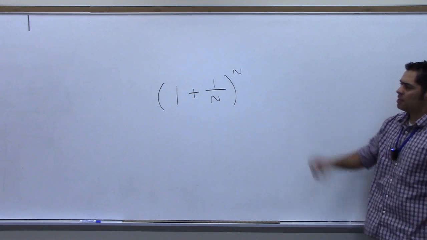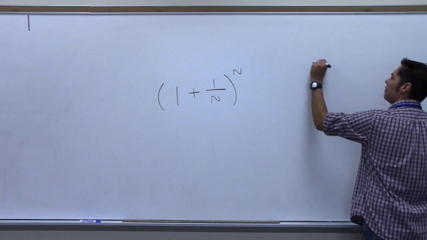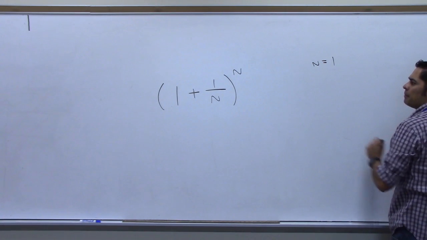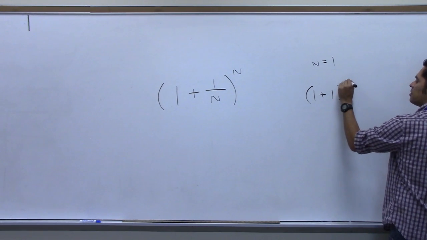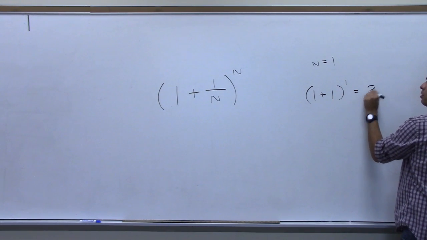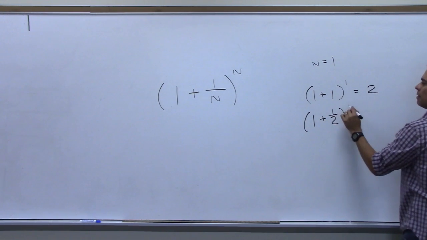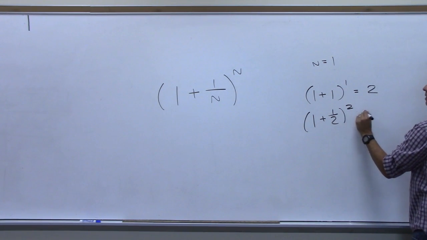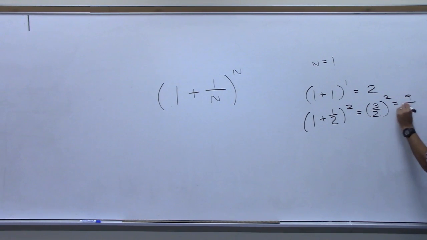Okay, look at this expression right here. Let's just plug in a value of n. If n is 1, let's see what we get: 1 plus 1 over 1, raised to the 1, which is 2. Okay, let's plug in 2. 1 plus a half, raised to the second, which is 3 halves squared, which is 9/4. Agreed? And that could keep going all day long, right?